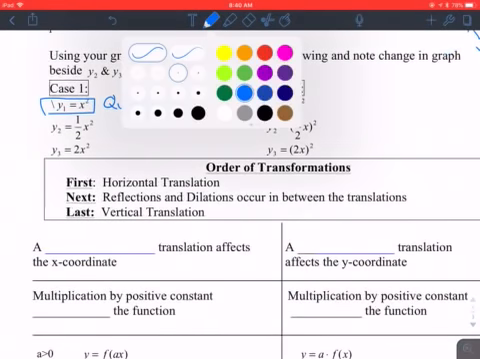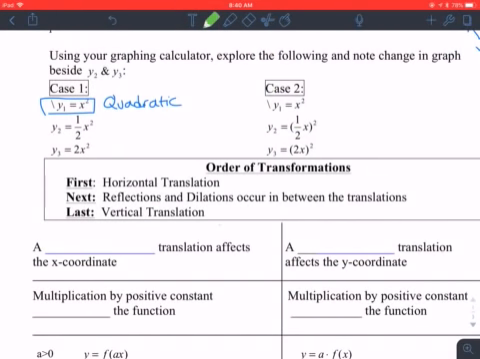So we noticed this was a vertical compression or shrink. And then we had our vertical stretch. So when we had a fraction in front, we're compressing, we're shrinking that graph vertically. When we have a whole number greater than 1, we have a vertical stretch.